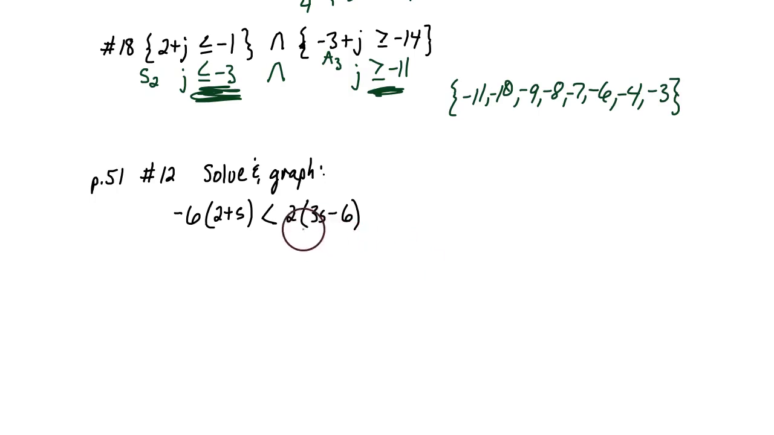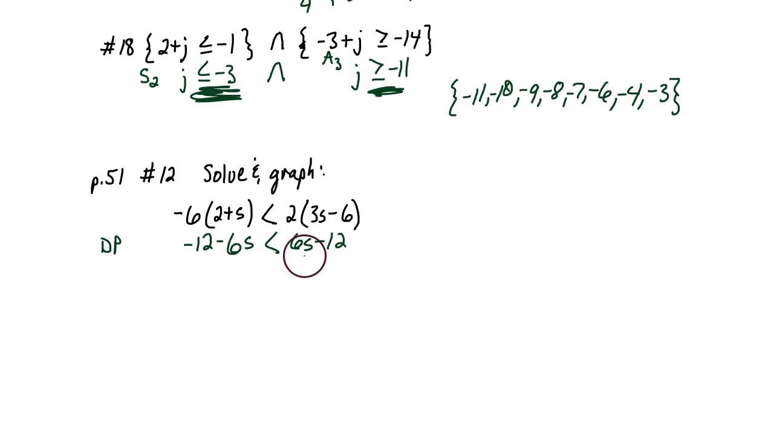Page 51, number 12, we're asked to solve and graph this inequality. First, let's do the distributive property. That will remove the parentheses. -6 times 2 is -12. -6 times s is -6s. Over here, 2 times 3s is 6s. And 2 times -6 is -12.